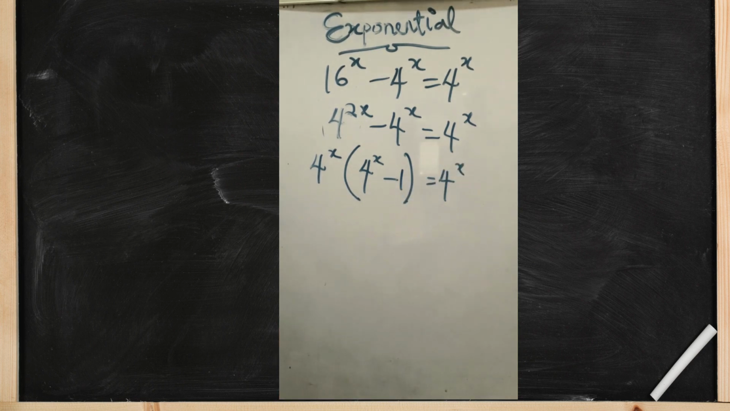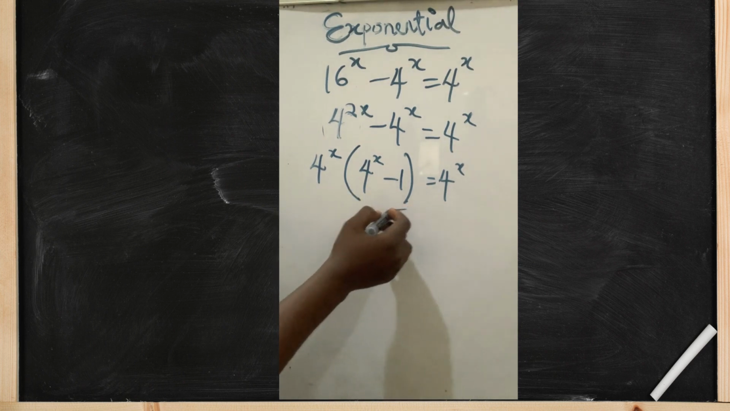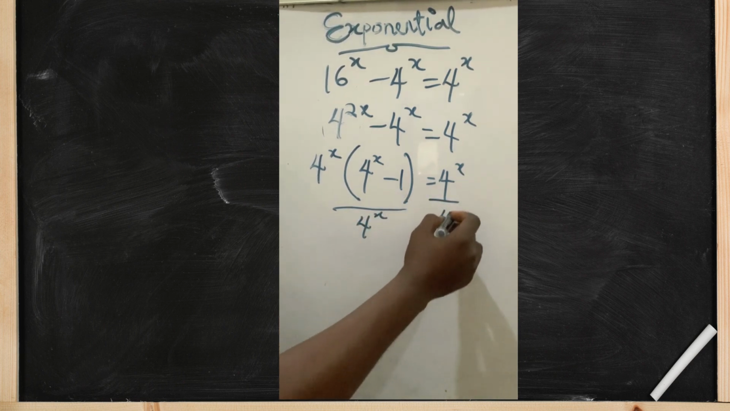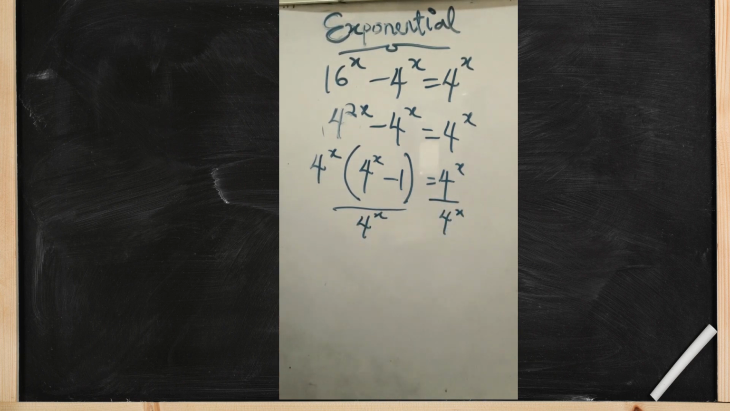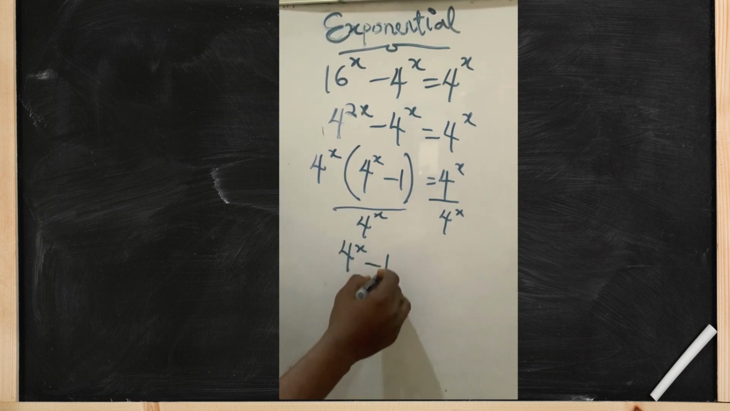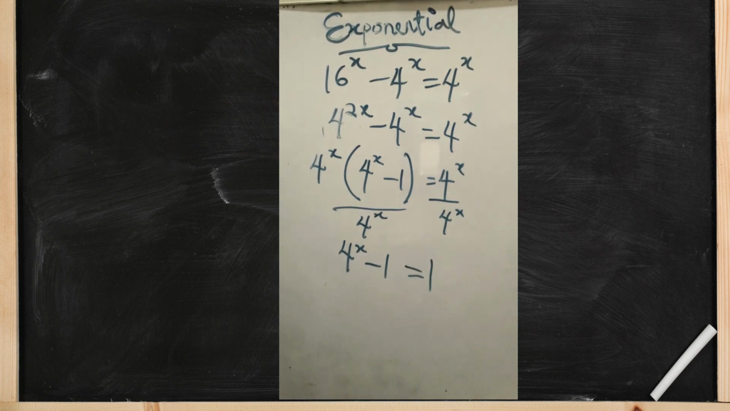Now that you are having this, what it simply means is that you can divide both sides by one of the 4 raised to power x, and with this you have 4 raised to power x minus 1 equals 1. At this point, what we are looking out for is to ensure that everything aligns. So the next thing you need to do here is to collect like terms.